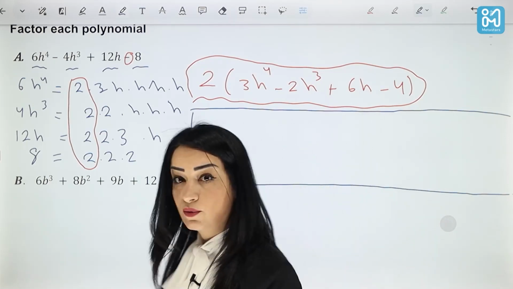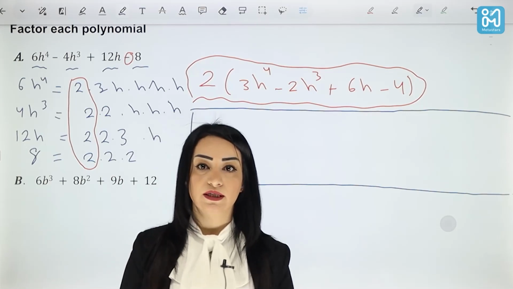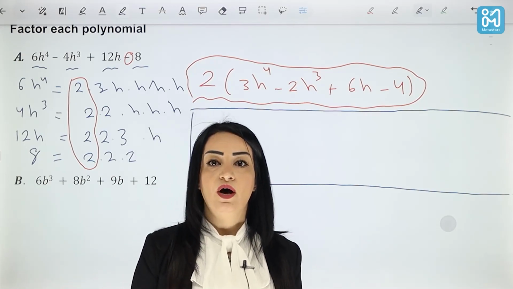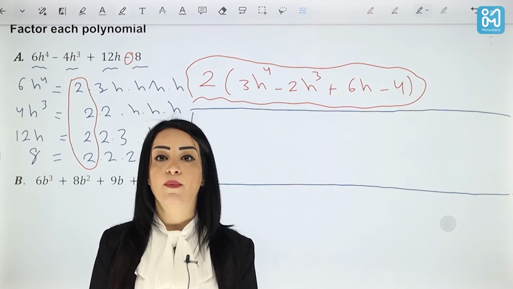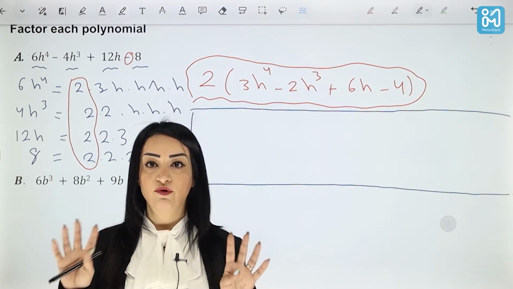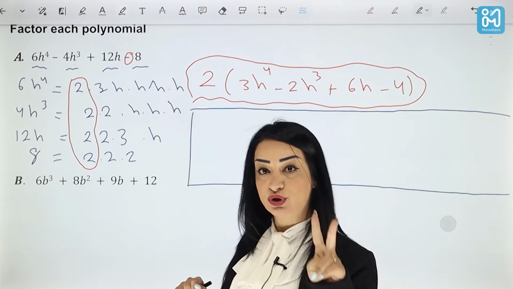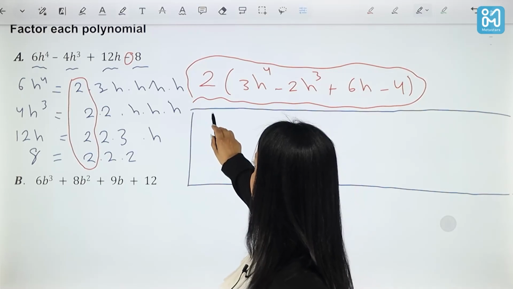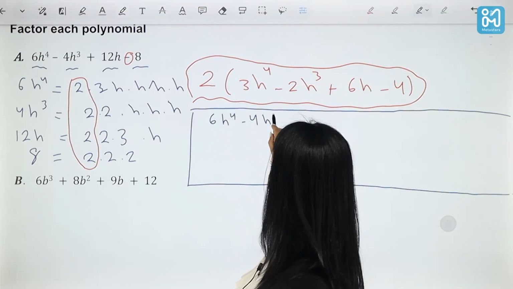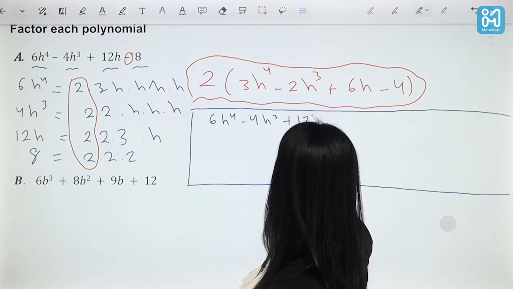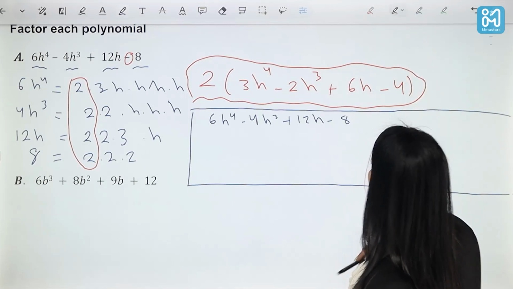Most of the time, when I have 4 terms and I need to factor this polynomial, usually we use the way of grouping. What do we mean by grouping? When I have 4 terms, I will start by taking each 2 terms together. Let's write it: 6h to the power 4 minus 4h cubic plus 12h minus 8. So, I will start here.